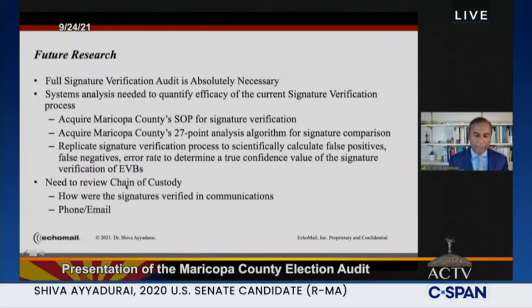And finally, we need to review the chain of custody. Today, when there's a questionable signature, people call the person, contact them, and have some conversation, which is then verified. Where are those conversation records? Are those tickets stored anywhere? And do we have access to that?